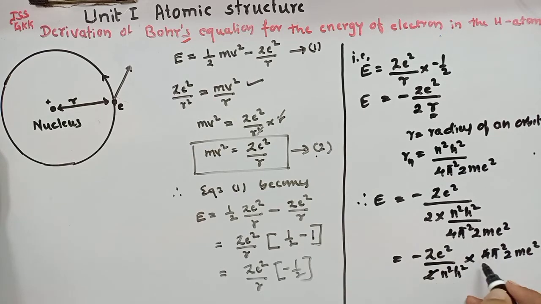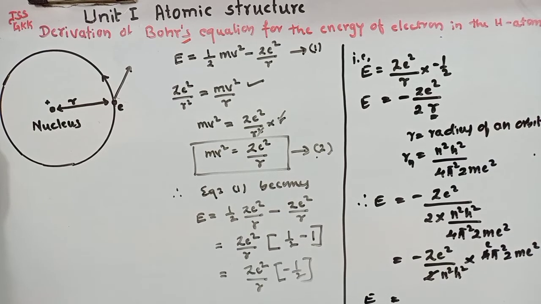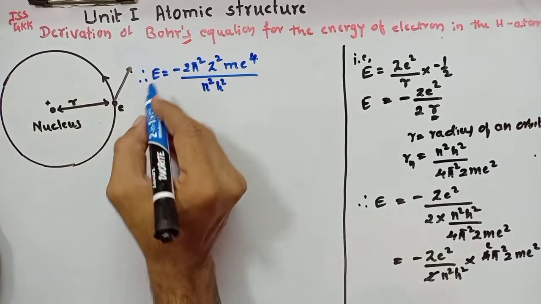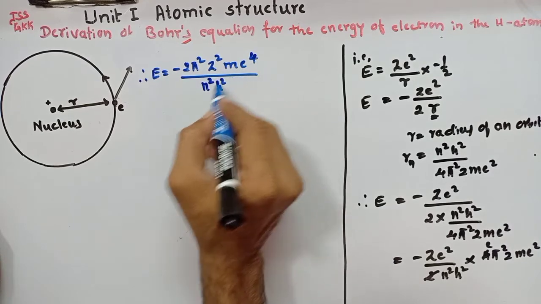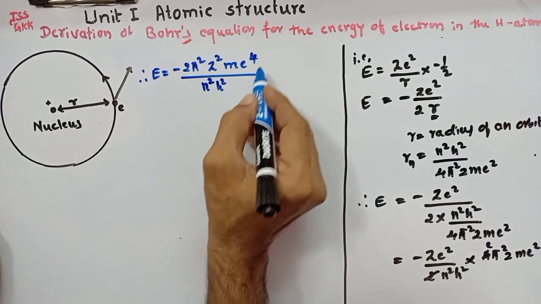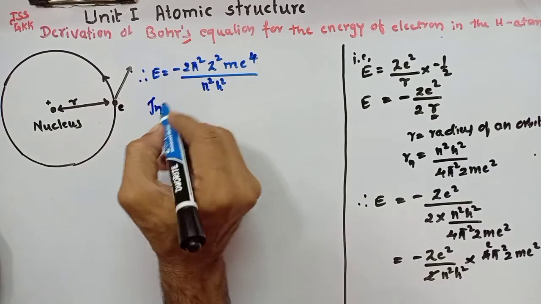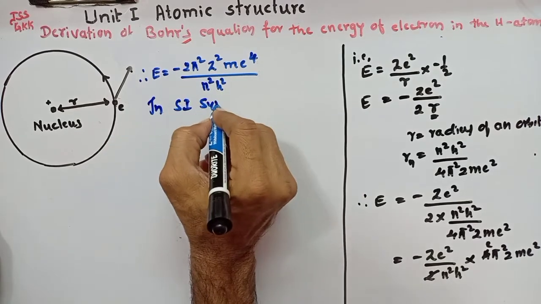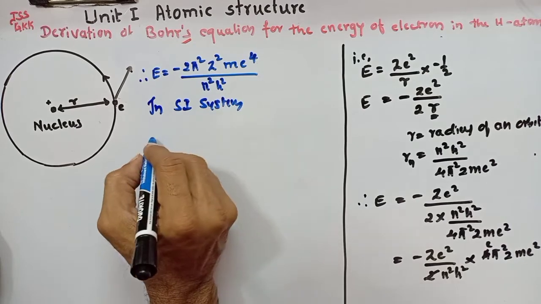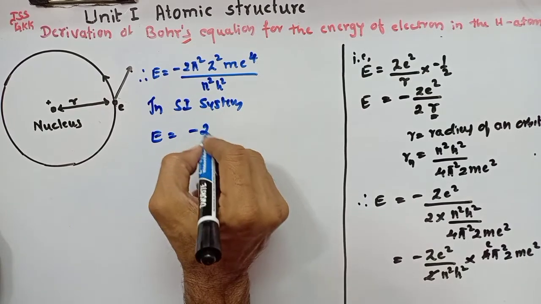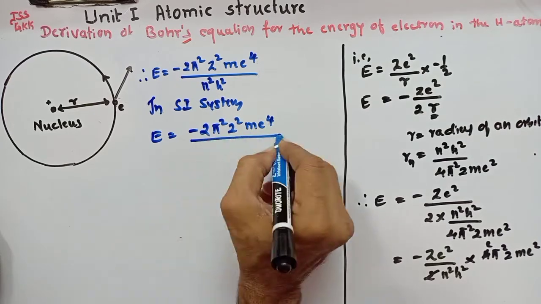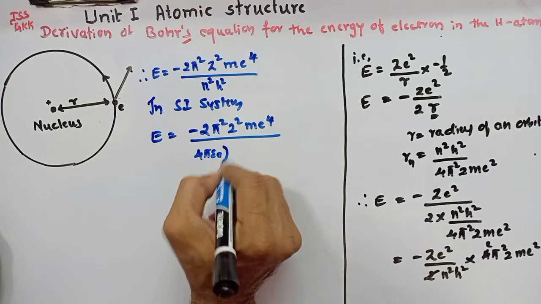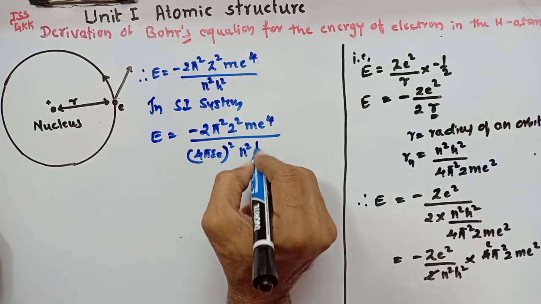Now cancel the 2s. Therefore, energy is E equal to minus 2 pi square z square m e raised to 4 divided by n square h square. Now, in order to get the value in the SI system, E is equal to minus 2 pi square z square m e raised to 4 divided by 4 pi epsilon naught whole square into n square h square.